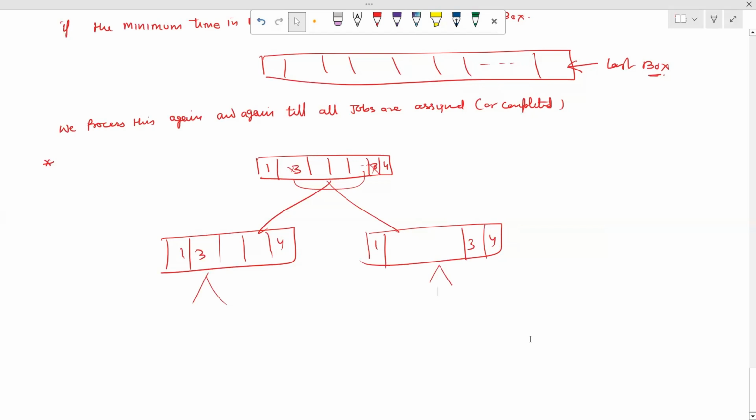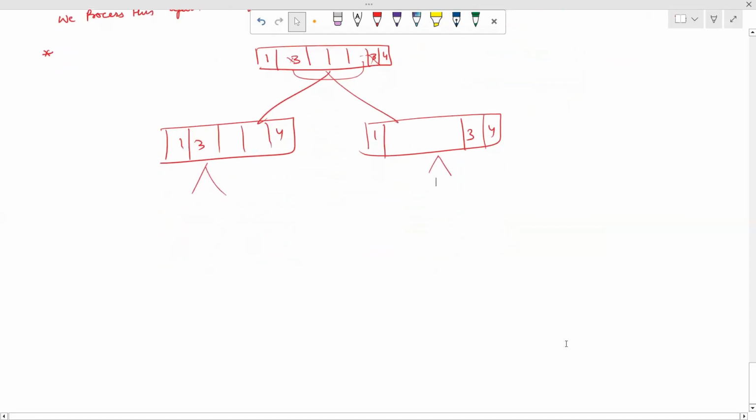Now we understand the concept of two machines and n jobs by taking one example.